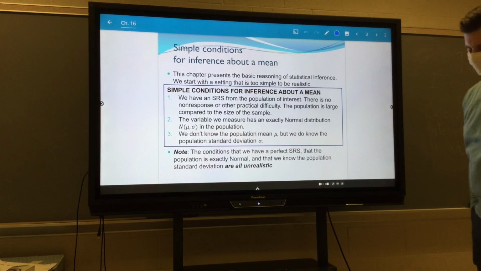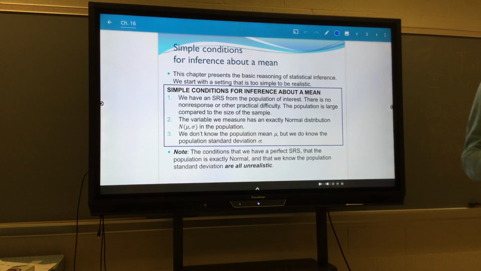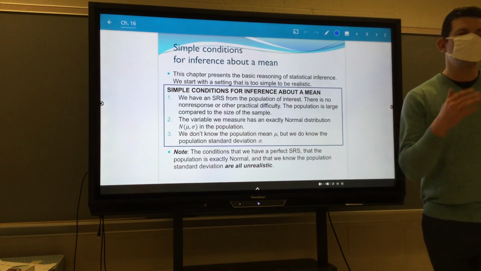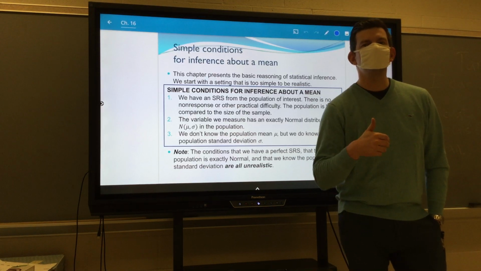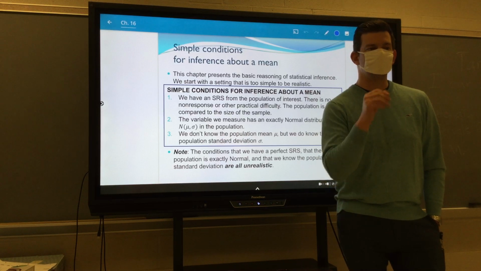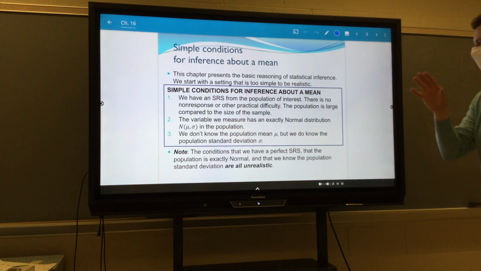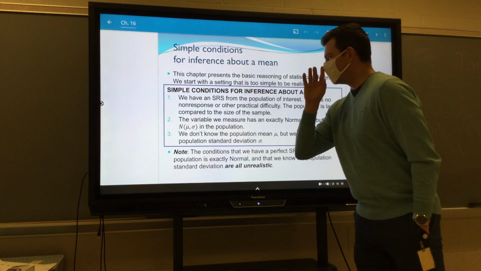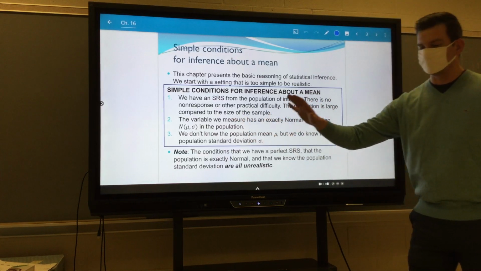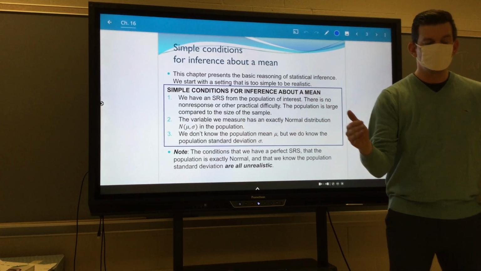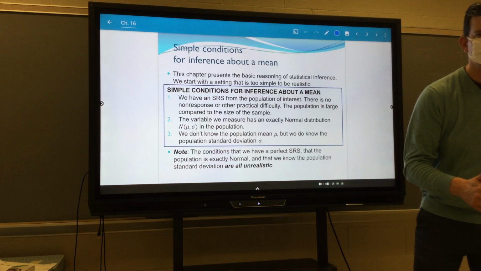It provides methods for drawing conclusions about a population from sample data. Now, just like we saw with our probability distributions, binomial, geometric, and so forth, we have rules that we need to follow and conditions that need to be met in order to use these rules. Now, look at what we have for this, okay?